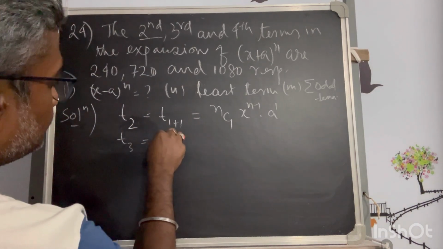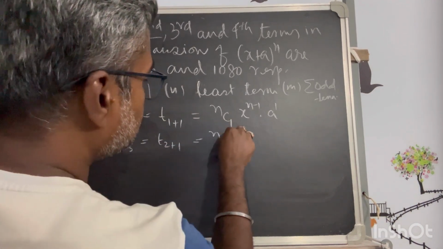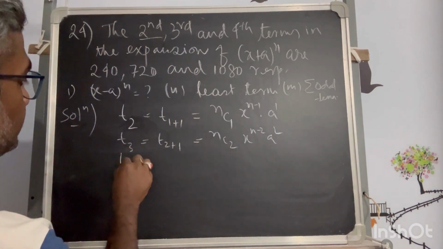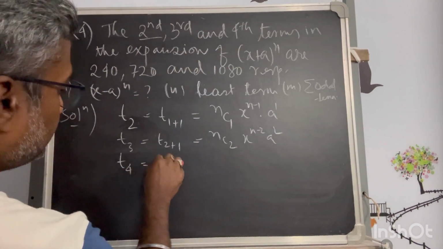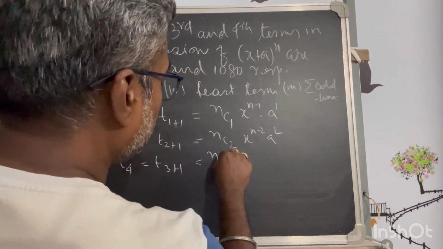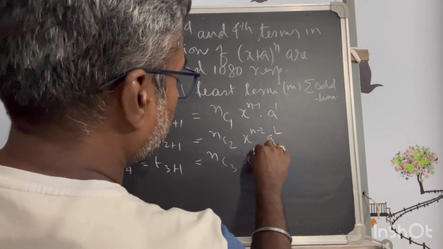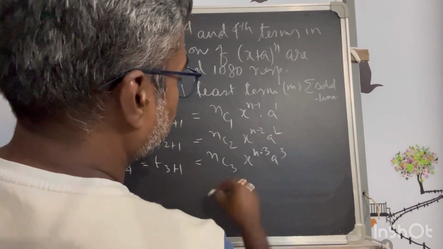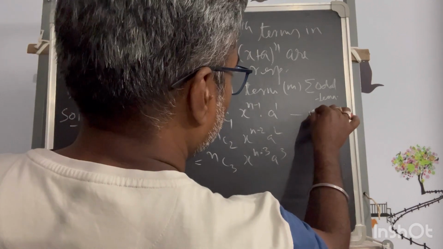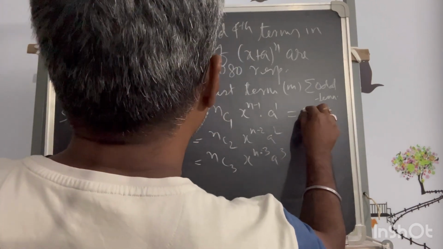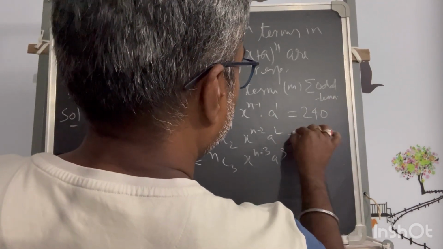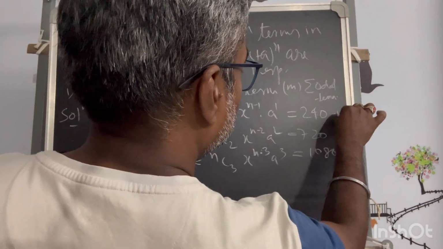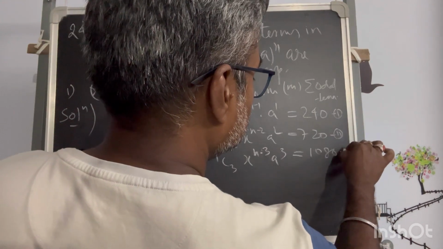T3 is equal to T(2+1), that is equal to nC2 x to the power n minus 2 a square. T4 is T(3+1), that is equal to nC3 x to the power n minus 3 a cube. So these are my three equations, and these are given as how much? 240, 720, 1080. So this is 1, this is 2, this is 3.